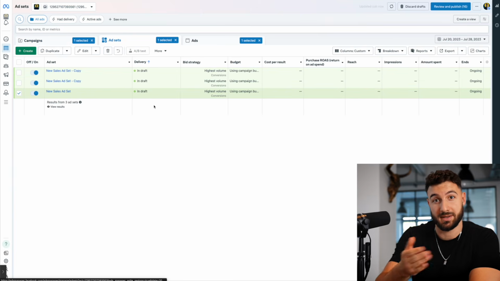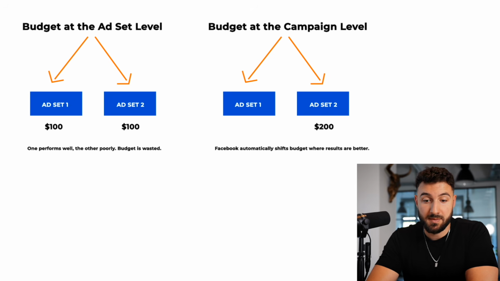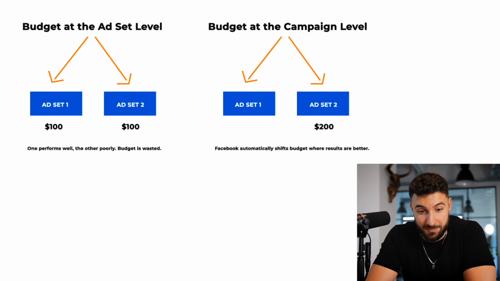And obviously with a setup like this, you can clearly see the main thing is the product, the store, and the ads, right? The media buying stuff, you can obviously mess things up here as well. But the point of this is just keeping it as simple as possible.